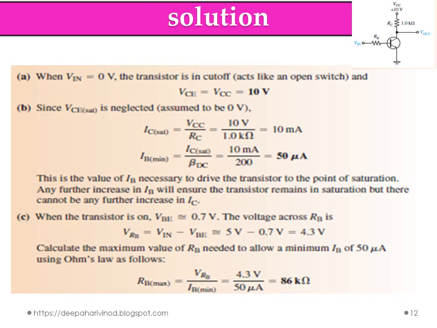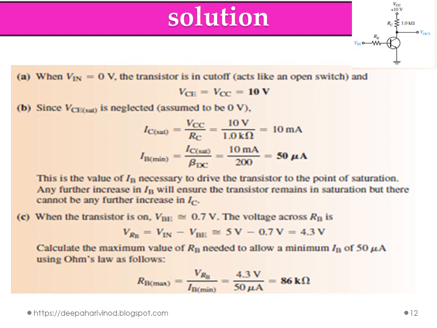So the solution is, when Vin is 0 volt, the transistor is in the cutoff, that is, input is not provided. So both the junctions will be in reverse bias and the transistor will be in the cutoff. It acts as an open switch. In this condition, we can say that VCE equals VCC equals 10 volt.